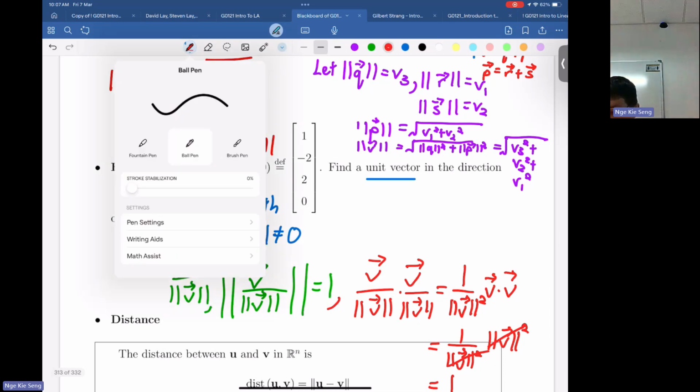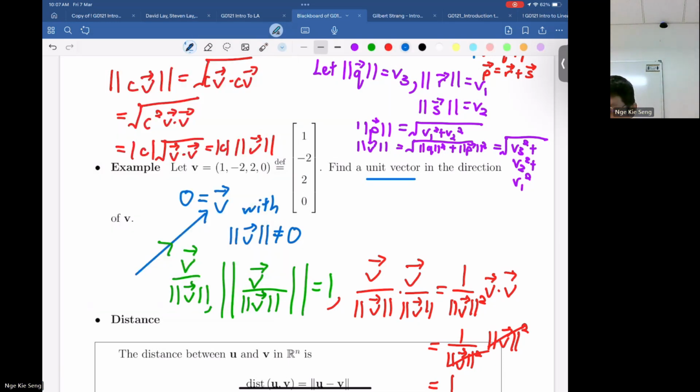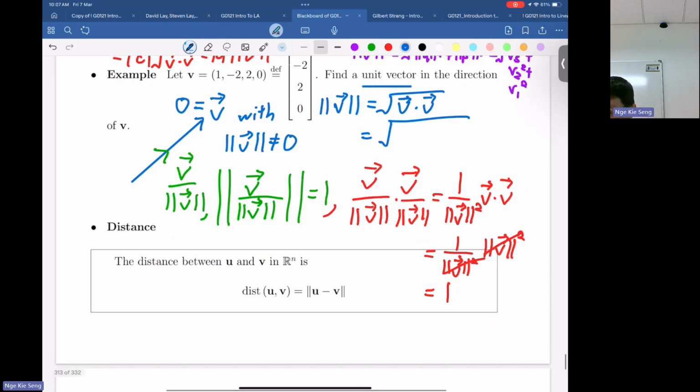So in this case, we need to compute the length of V. The length of V equals what? The square root of V dot V. So in this case, can we quickly compute it? Let's move on.